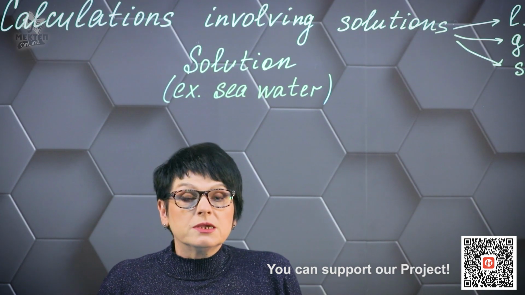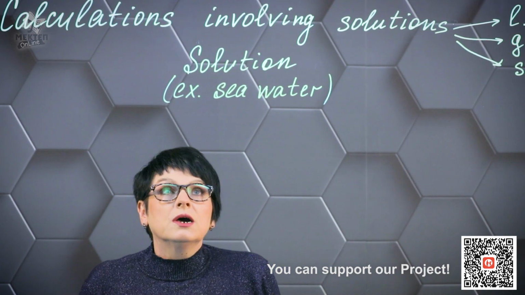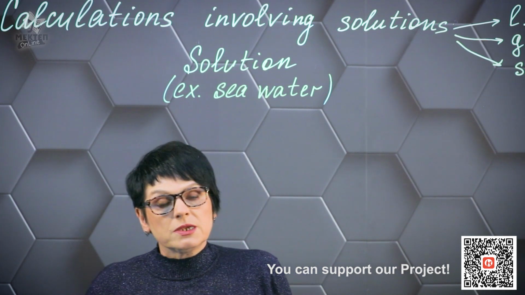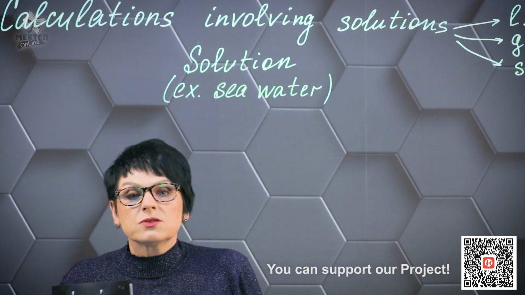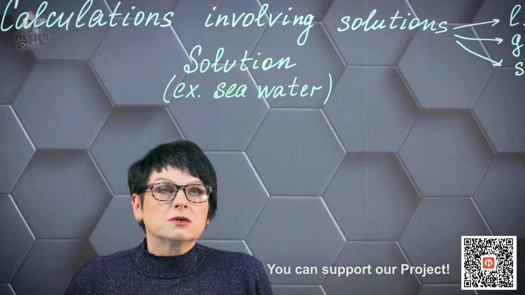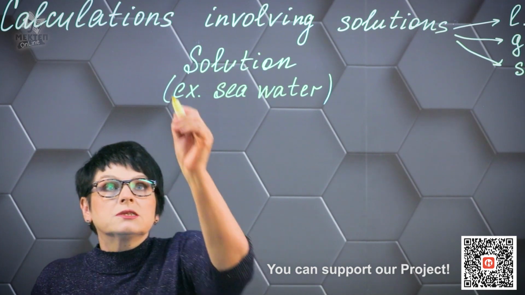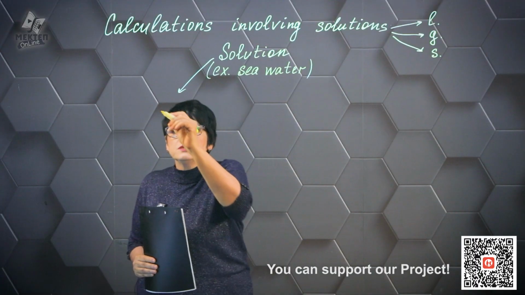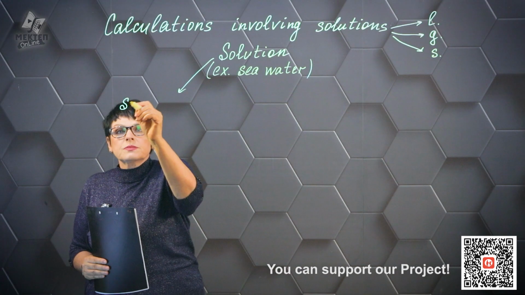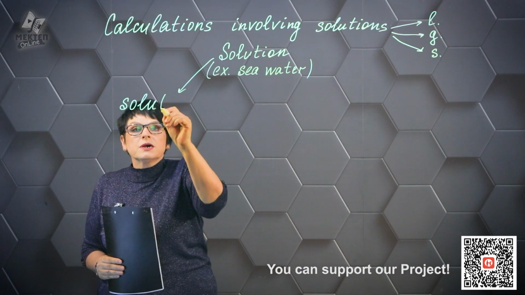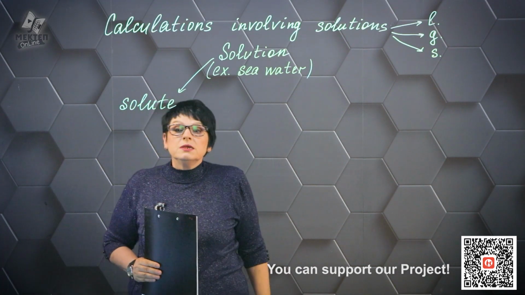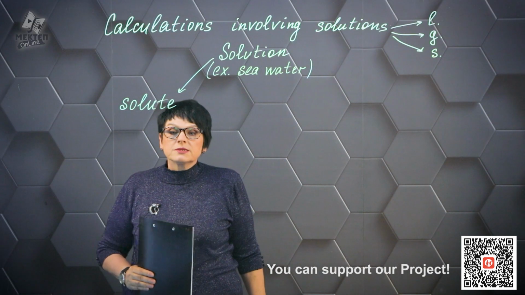It's not always going to be exactly like that. That is homogeneous. Solutions can be homogeneous and heterogeneous. So what does a solution consist of? A solution is made up of a substance which is called soluble, and such a substance is dissolved in another substance of some kind.